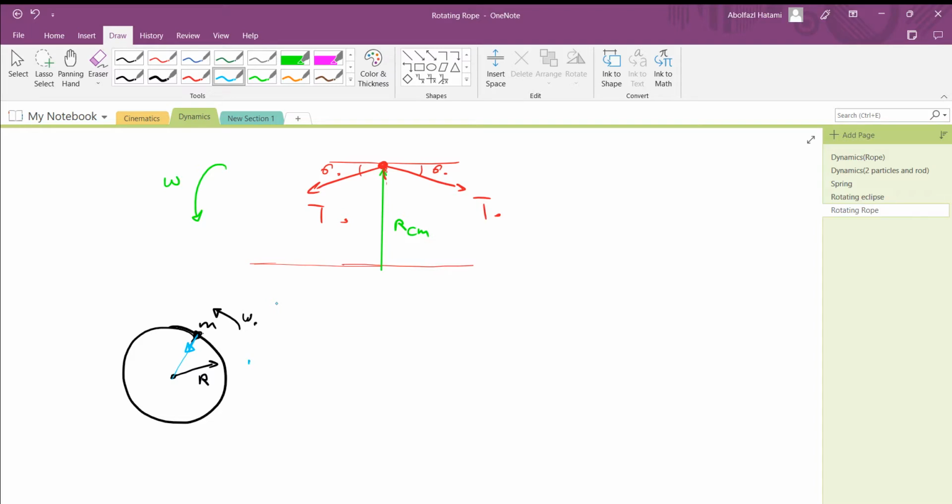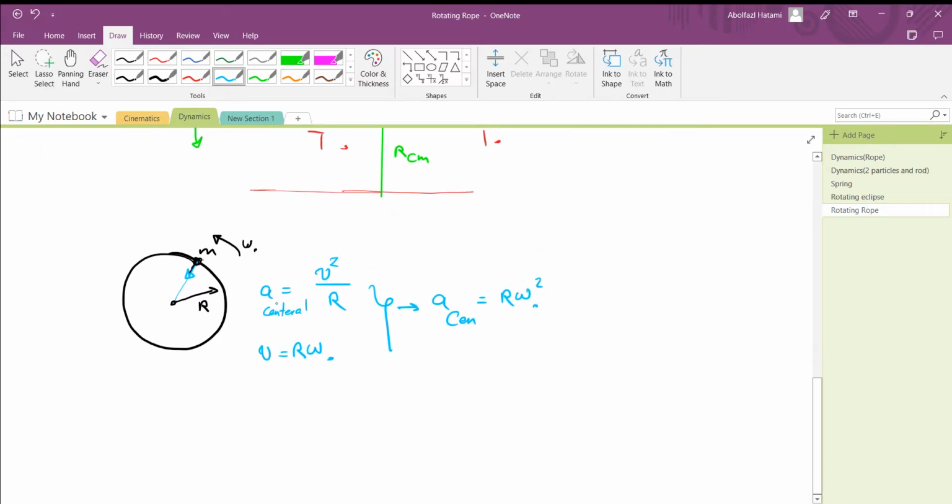Let me call it a central, which is the velocity of the particle squared divided by r, where v is r times omega 0. So if I substitute it, a central is equal to r times omega 0 squared. I suppose that you know about it.